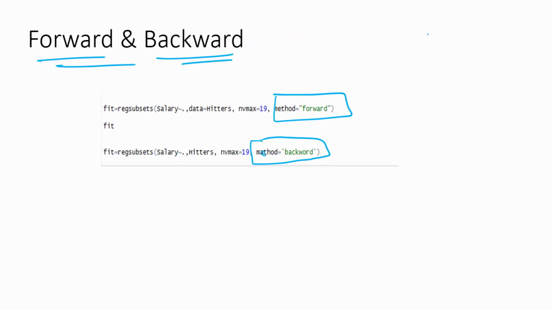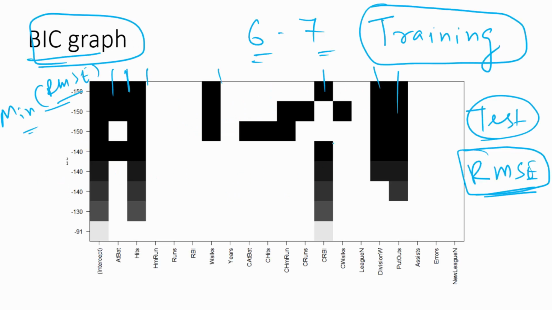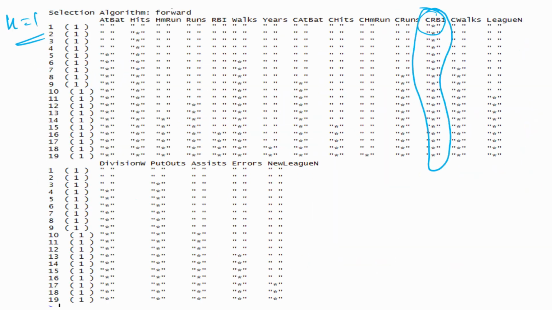But that's not the case in subset selection. In subset selection, you can see CRBI is there in the first model, definitely in the second, third, fourth, fifth, sixth, but not in the seventh model. You can see this is blank. Not in the eighth model as well, because it can have any type of combination. That constraint is not there. Whereas in forward selection, when k equals 1, CRBI is the one giving the best model, and it will be there in all the subsequent models. And that's what has happened.